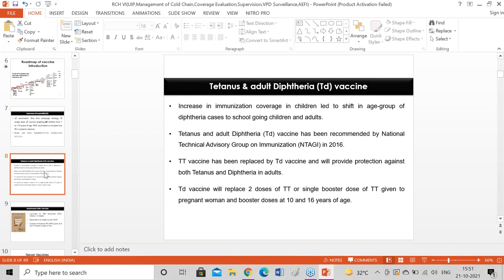Td has replaced TT and will provide protection against both tetanus and diphtheria in adults. Td vaccine will replace the two doses of TT or single booster dose of TT given to pregnant women and booster doses at 10 and 16 years of age. Okay. So we are replacing the TT vaccine with the Td vaccine.